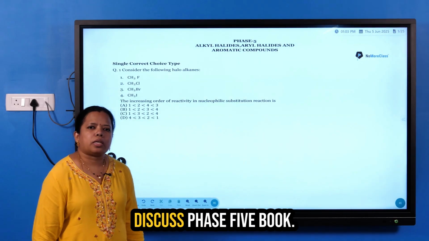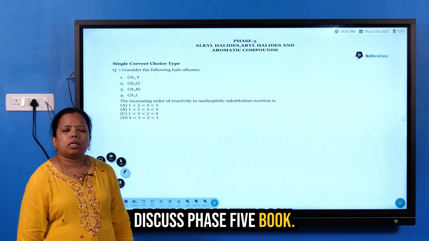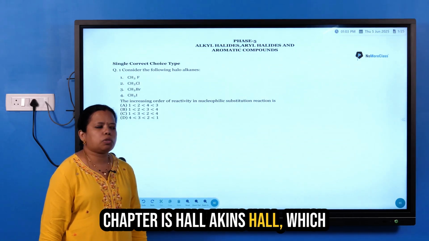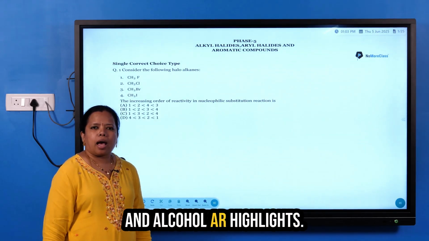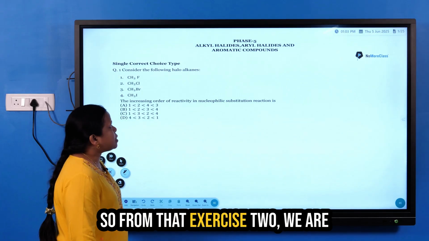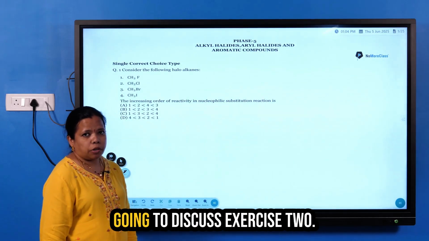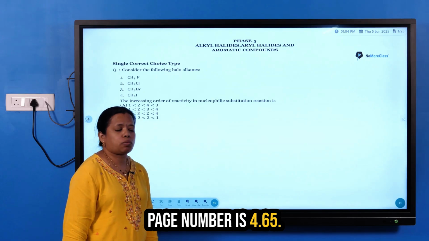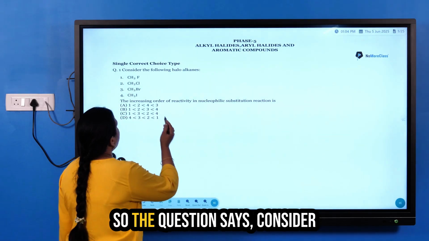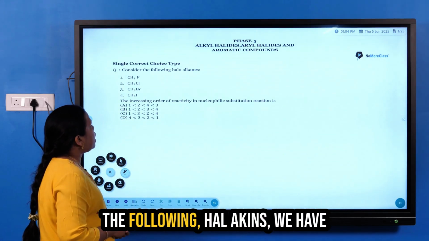Today we are going to discuss the Phase 5 book. The chapter is haloalkanes and haloarenes, which is given as alkyl halides and alkyl aryl halides. From that, we are going to discuss Exercise 2, question number 1, page number 4.65 in the book. The question says, consider the following haloalkanes.